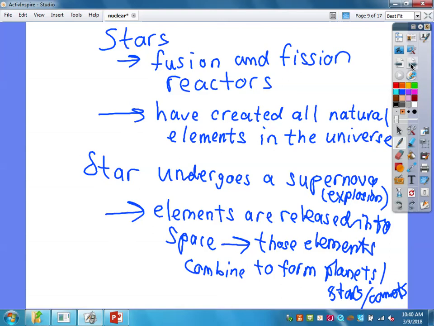Okay, so again, that's what we basically have here. These elements are then combined through gravitational force and other forces to then basically become our planets, additional stars, and additional comets. Okay? So it's an endless cycle, fortunately.